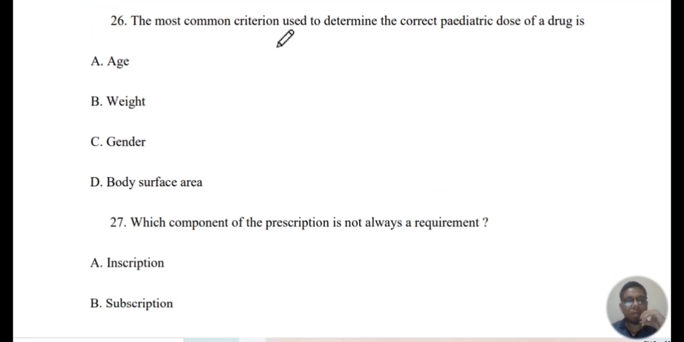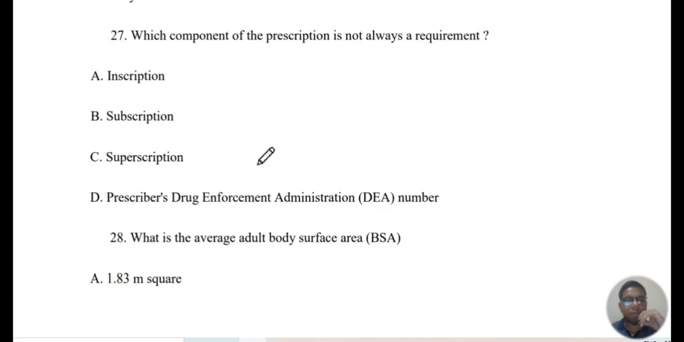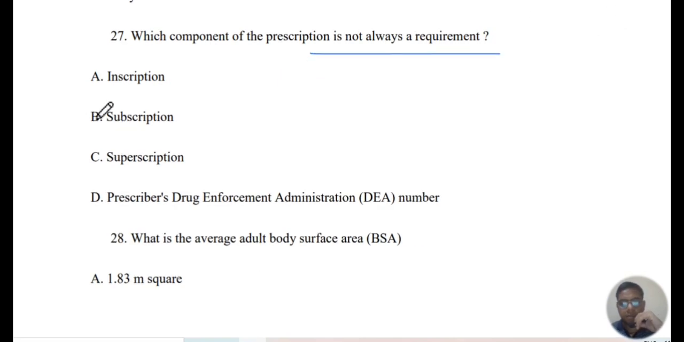The most common criterion used to determine the correct pediatric dose of a drug is. The answer is B, weight. Next is 27 question number. Which component of the prescription is not always required? The answer is D, prescriber drug enforcement administration.